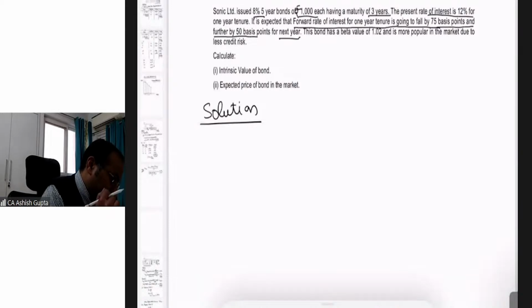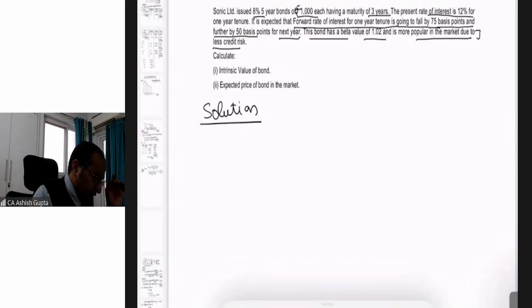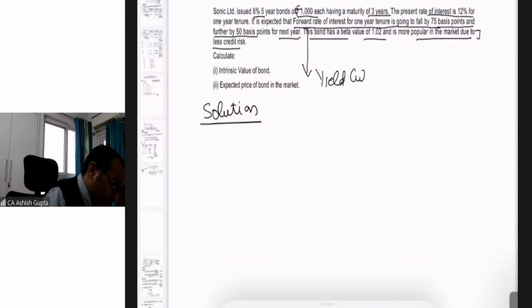Now, student here, just let me complete the question then. This bond has a beta value of 1.04 and is more popular in the market due to less credit risk. So for this aspect, I will come later on. Now, I draw your attention to this point, forward rate. Now, student, what happens whenever bonds are issued? Basically, this is a yield curve.